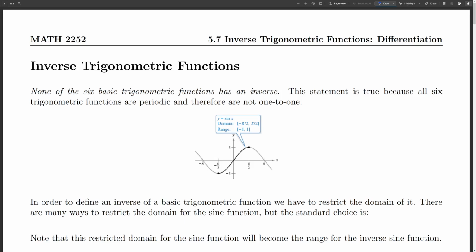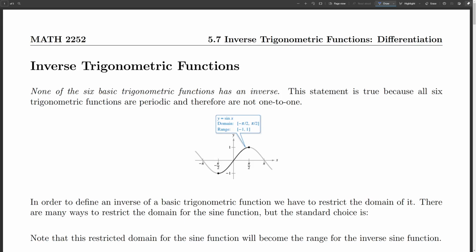So let's start out with a bit of a bold statement. None of the 6 basic trigonometric functions has an inverse. This statement is technically true because all 6 trigonometric functions are periodic and therefore are not one-to-one, which is a requirement for a function to have an inverse. So in order to define an inverse of a basic trigonometric function, we have to restrict the domain of it.